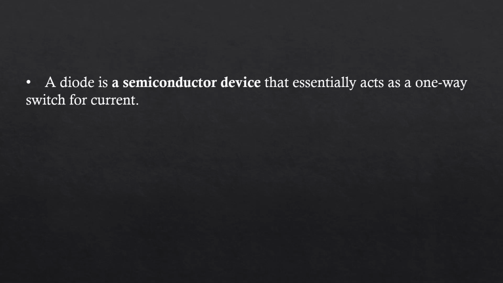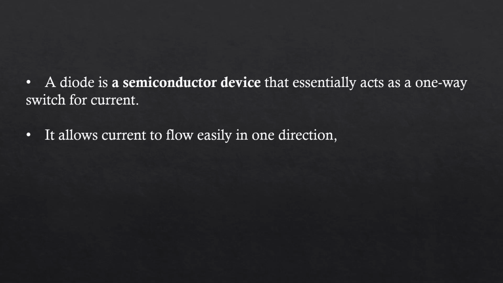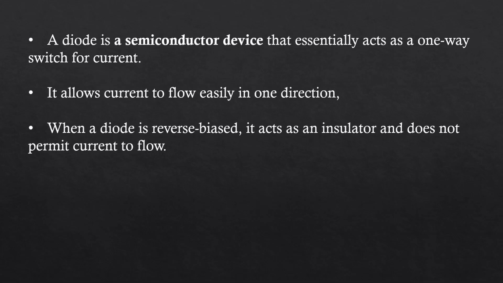A diode is a semiconductor device that essentially acts as a one-way switch for current. As you know, it allows current to flow only in one direction, so it's a switch. I mentioned that before. When a diode is reverse biased, it means if we give it a reverse current, it acts as an insulator and does not permit current to flow.